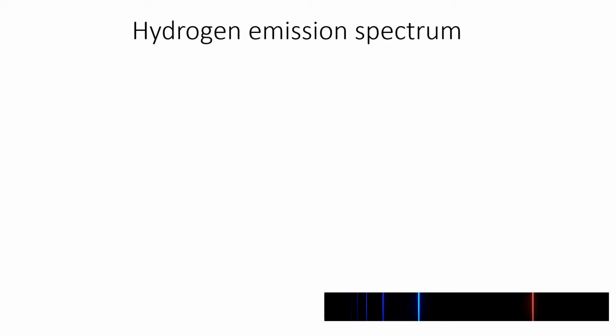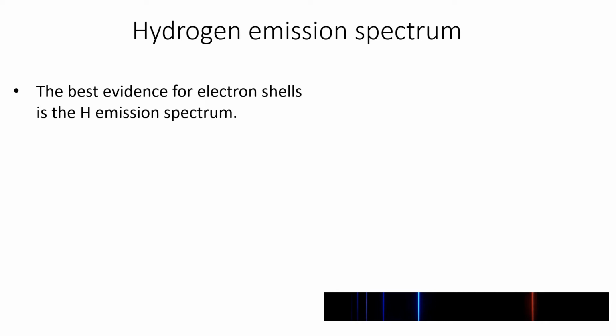Hello and welcome to this sixth session on atomic structure. So we're going to be looking at some extension material here, and in particular at the hydrogen emission spectrum. So this is the light emitted from excited hydrogen atoms. We can actually see the hydrogen emission spectrum at the bottom of the screen there. And this is significant historically because it's the best evidence that we have shells in the atom.